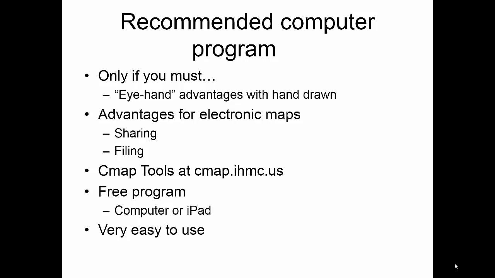Since a hand-drawn map is difficult to store electronically, especially on media that cannot be scanned or photographed, there are some advantages to storing maps in electronic form. The best software for achieving this is a free program, Cmap Tools, which is provided by the Institute for Human and Machine Computing, and their web address is given in the slide. It is very easy to use and is available in multiple formats, including iPad. I recommend that you try to construct your first version by hand and then convert it to electronic form.